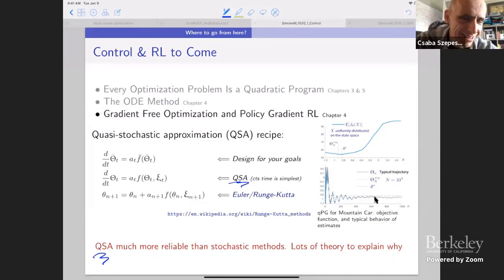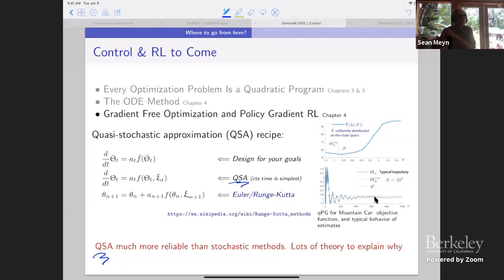I'll give examples where you could never come up with it unless you had an ODE. Yeah, you're right. In some cases, it would be absurd. You know, there's no way you would introduce TD learning versus an ODE. I mean, it's a waste of time, you know.